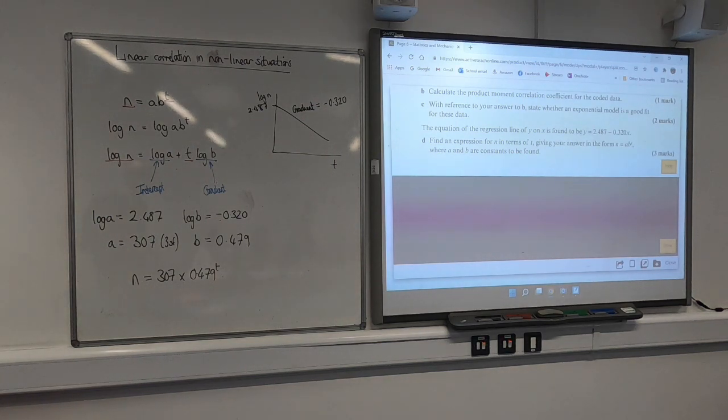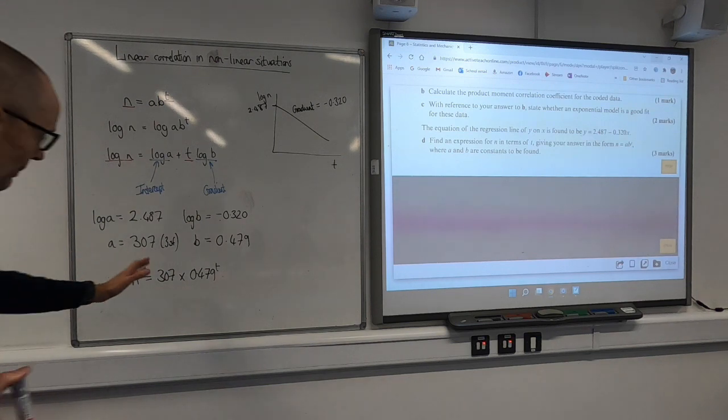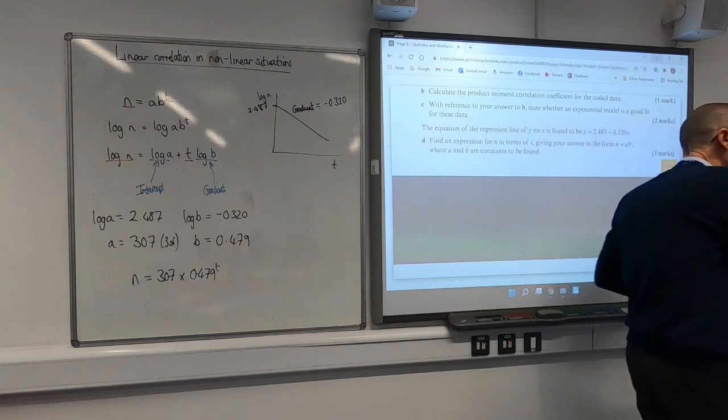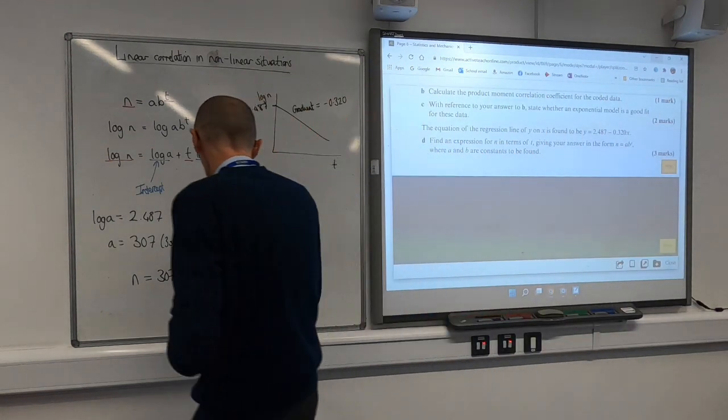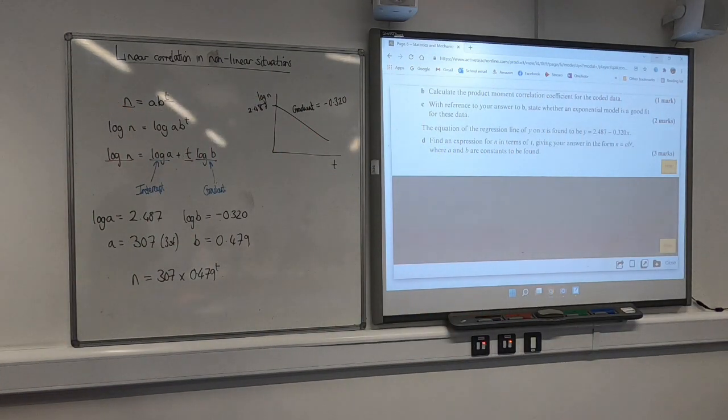So we found an equation, and we can interpret those values. 307 was the number of atoms to start with. And every, what's the time period again? Every minute, it's pretty much halving, isn't it? Our multiplier is 0.479, so every minute it's halving.